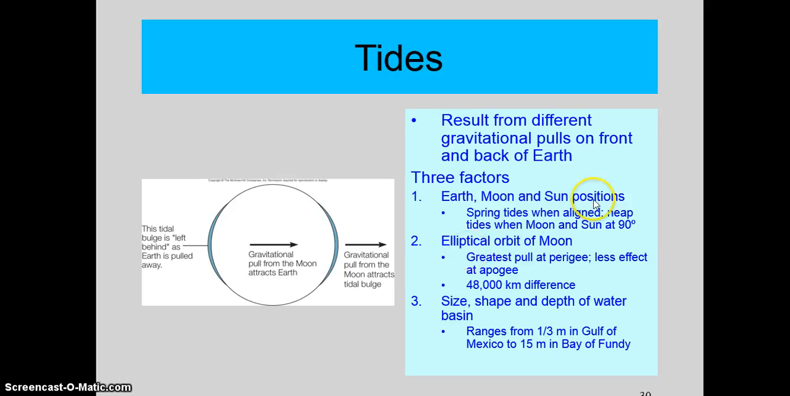And here's the big thing that affects the tides: when the Earth, the moon, and the sun line up. So let's say the sun were over here, and you had a high tide, and let's say the moon were either at new moon or 0 degrees or 180 degrees. Either way, it doesn't matter. What happens then is called a spring tide. It has nothing to do with spring. It happens all the time.